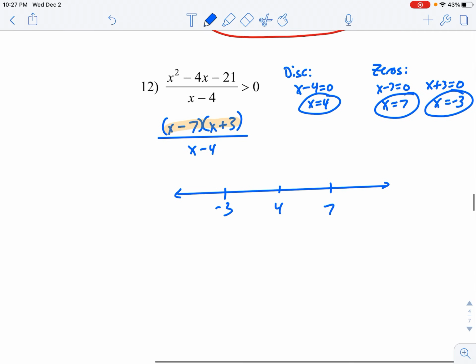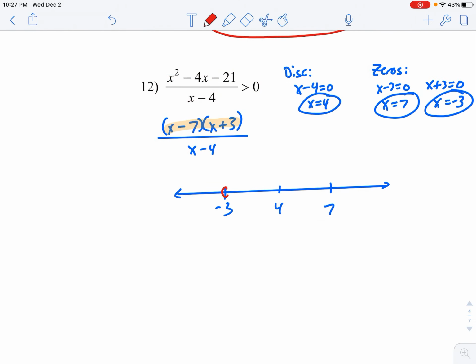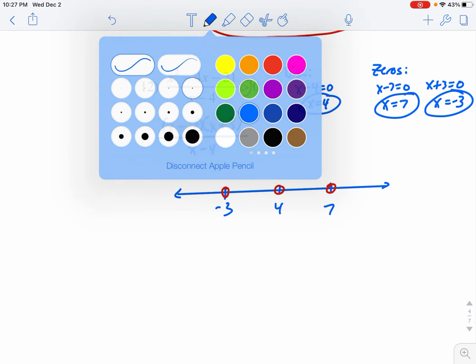Now test numbers. Well, you know what? No, let's see. I do believe everything gets a circle, right? There's no equal sign on the top, and the bottom discontinuity always gets an open circle. All right, now test numbers.